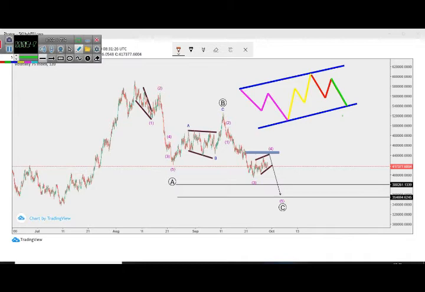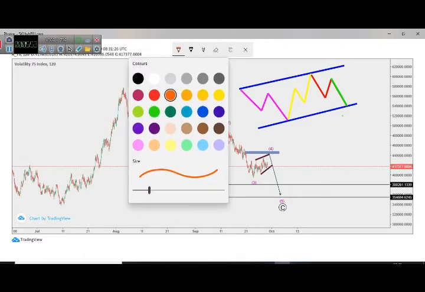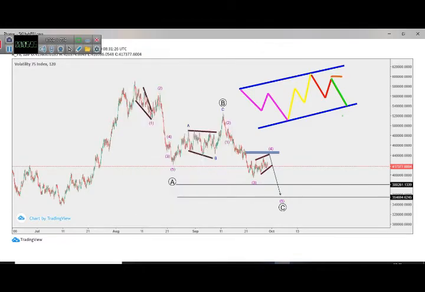Right, guys. If you look here, this green leg down, this is the leg that we're looking at here. This is the leg that we're looking at, the green leg here. So we'll be having something like W, X, Y.